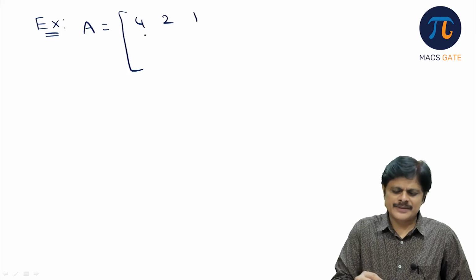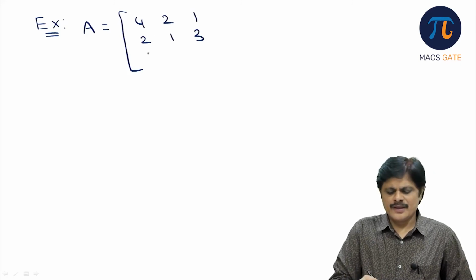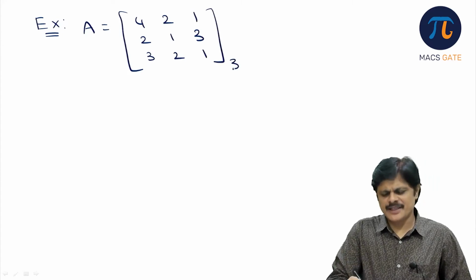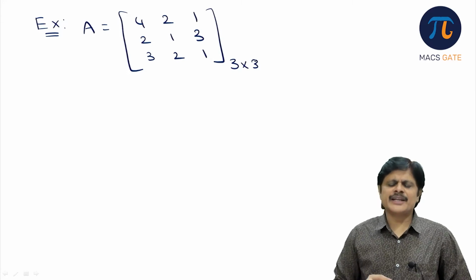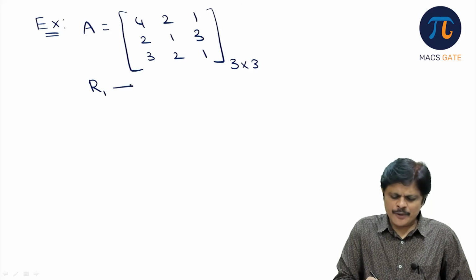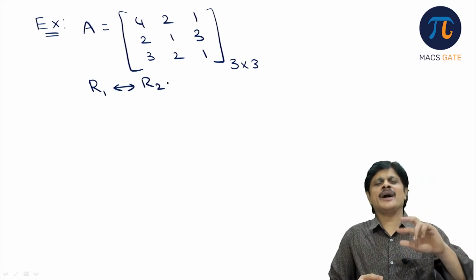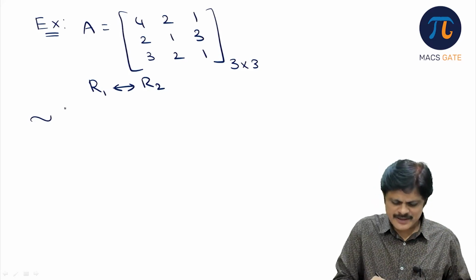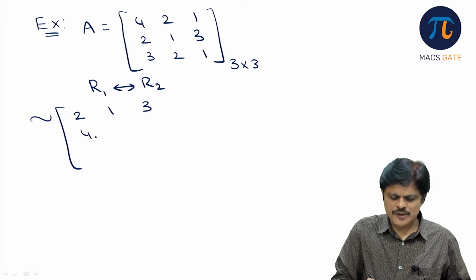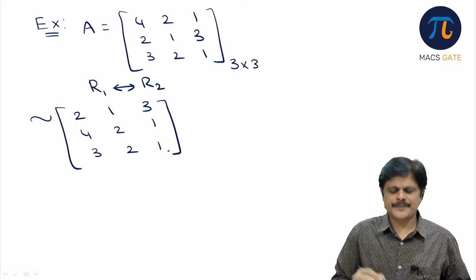Take the matrix with rows 4 2 1, 2 1 3, and 3 2 1, some 3 by 3 matrix. I will quickly tell you the different row operations on this. Now I want to interchange R1 with R2, meaning swap R1 with R2. The second row becomes the first row and the first row becomes the second row. The rest is the same, no change.